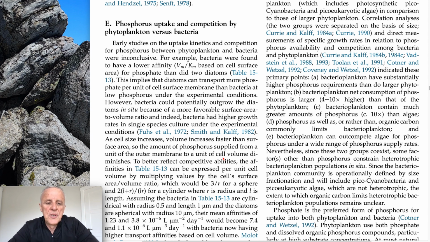Phosphorus uptake and competition by phytoplankton versus bacteria. Early studies on the uptake kinetics and competition for phosphorus between phytoplankton and bacteria were inconclusive. For example, bacteria were found to have a lower affinity, Vm over Km, based on cell surface area, for phosphate than did two diatoms. This implies that diatoms can transport more phosphate per unit of cell membrane than bacteria at low phosphorus under the experimental conditions.